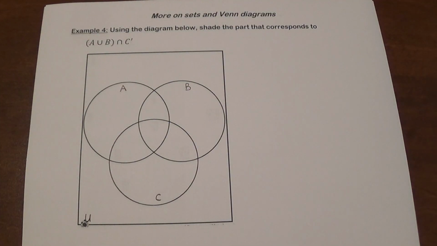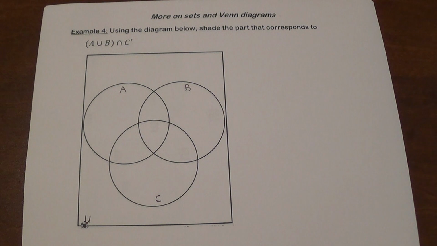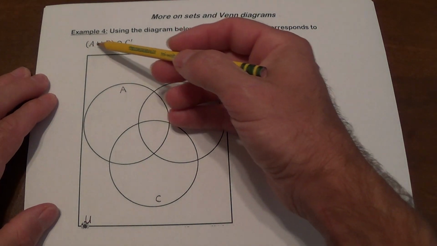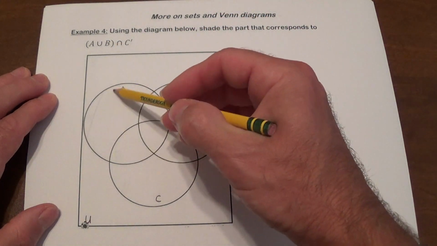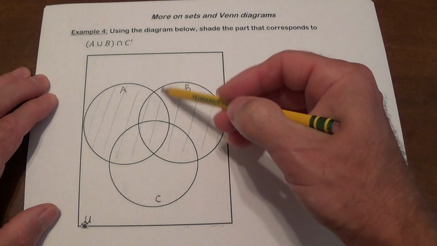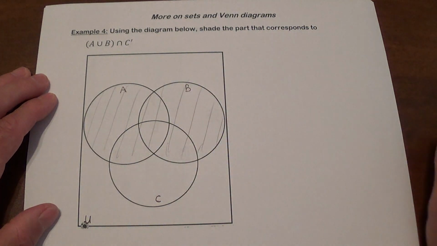Alright, next one. Now we get into three sets and it gets really interesting. Here I would recommend that when you have problems like this, you go slowly and shade what needs to be shaded. So first of all, we have a union of A and B. The union of A and B will fall right here. That would be the part where A and B are simply joined together, right?